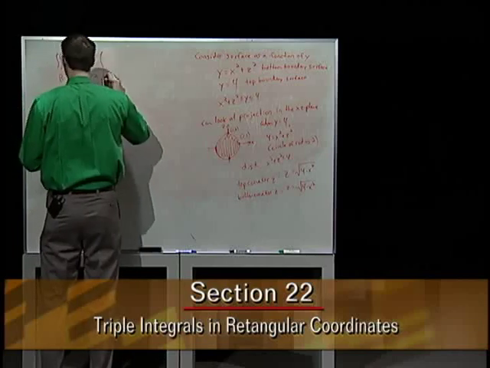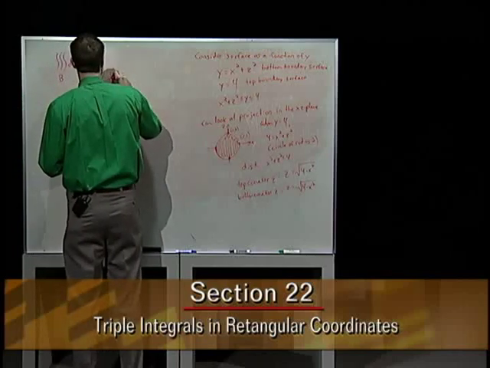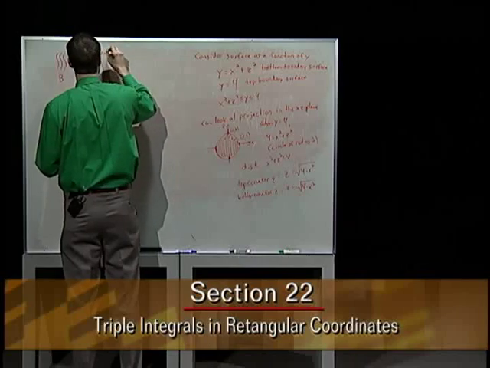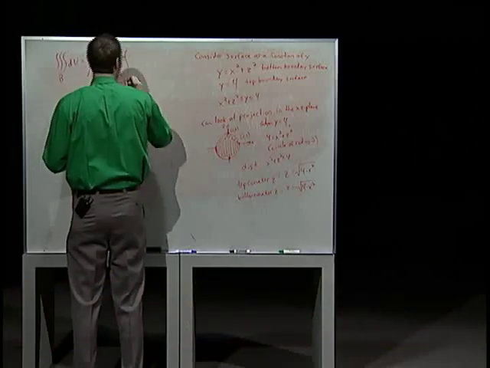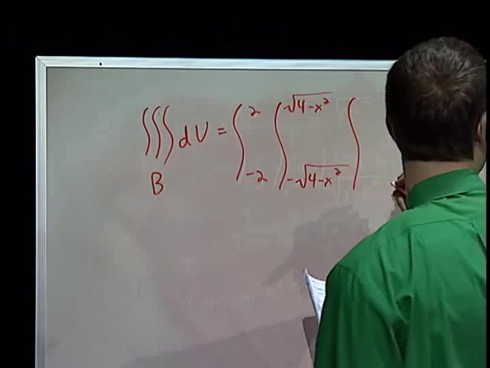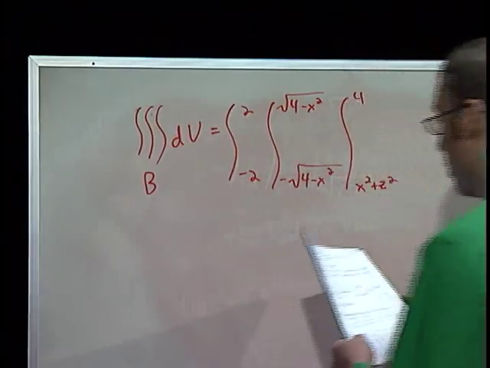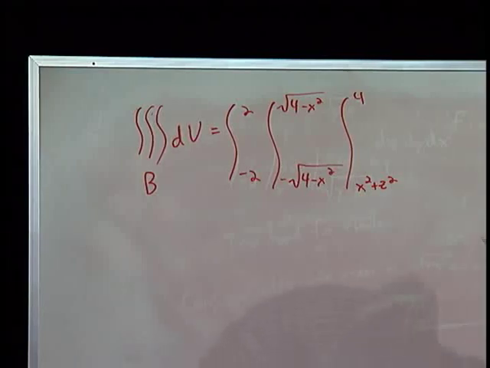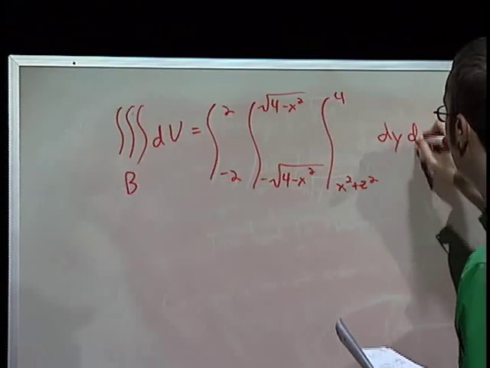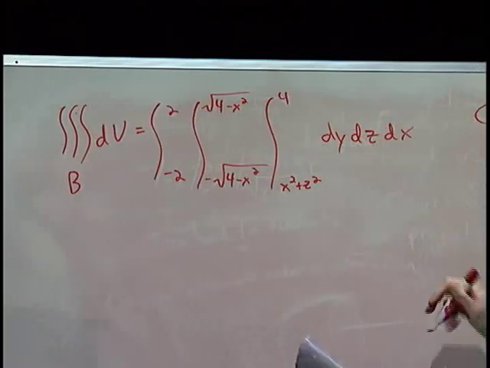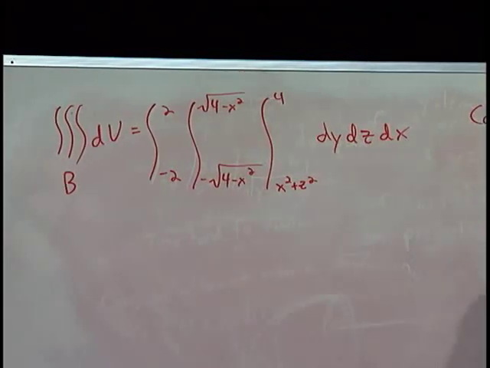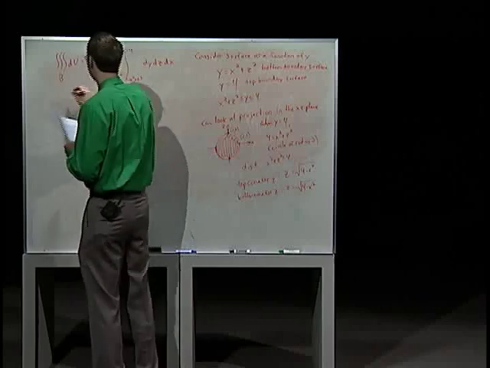X limits first, z limits second, y limits third. So y goes from x squared plus z squared to 4. And then we're integrating with respect to y first, z second, x third. And this will give us the exact same volume that our previous integral would have given us if we'd evaluated it. Okay? Okay, so let's see how this works.